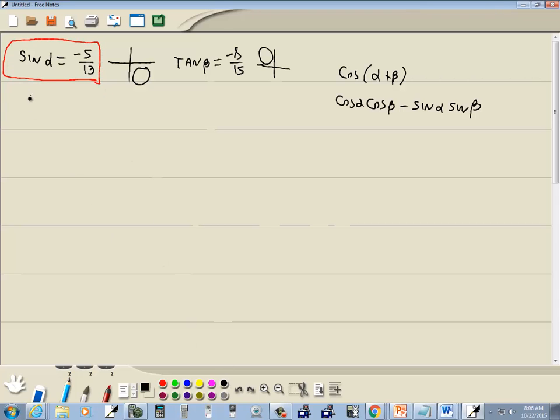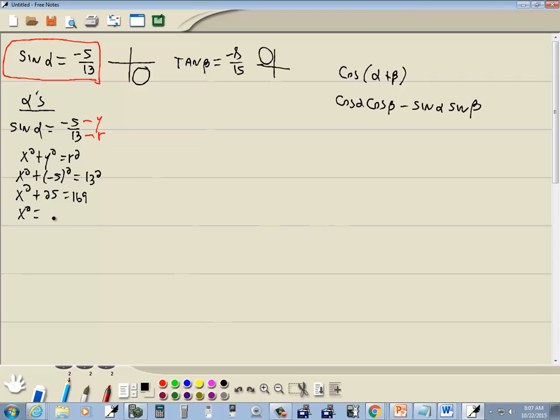Let's take a look at the alphas first. So we're given sine alpha is equal to negative 5 over 13. And sine is y over r, so that's y, and this is r. So we need x. So we got x squared plus y squared is equal to r squared. X squared plus negative 5 squared is equal to 13 squared. So we got x squared plus 25 equals 169. Take 25 over, becomes a negative 25. And we get x squared is equal to 144.